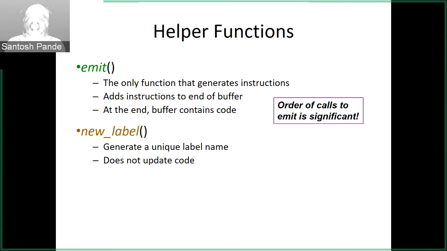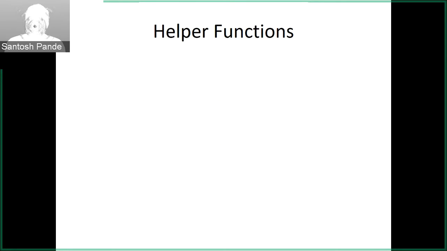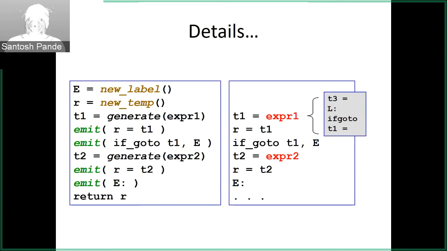The second function here is new label, which will get us a new destination for each one of the if then else kind of if statements for branching, just like what we showed earlier. So here was that statement, for example. We got a new label in E, and that was the place where we jumped in case T1 were true. So this is the second important call.